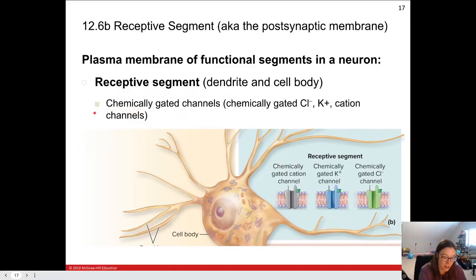These are going to contain special chemically gated channels. Another term for chemically gated channel is ligand gated channel. And these are going to be chemically gated chloride channels, chemically gated potassium channels, and chemically gated cation channels. All right, so these are shown in the picture here.